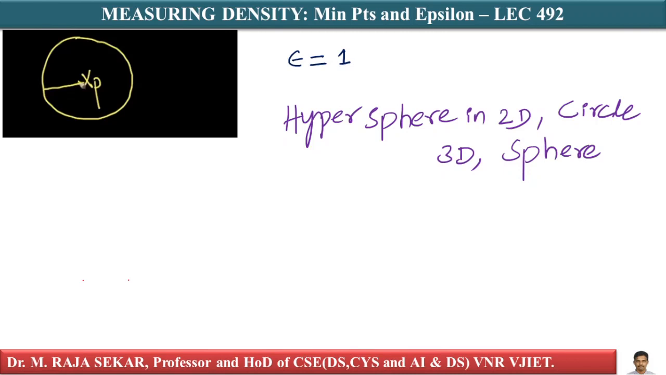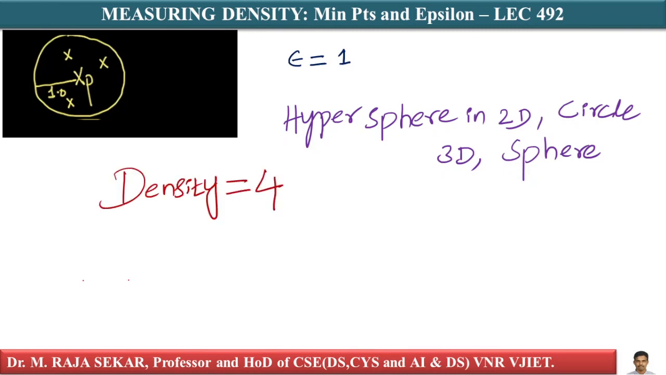Now, within this radius, let's assume there are 3 points. Then the density at this point P is said to be 4, because in this region, a circle in 2D with radius of 1.0, there are a total of 4 points, including point P itself. So the density at point P is the total number of points within a hypersphere of radius epsilon around P. Epsilon is the hyperparameter that you have to give.